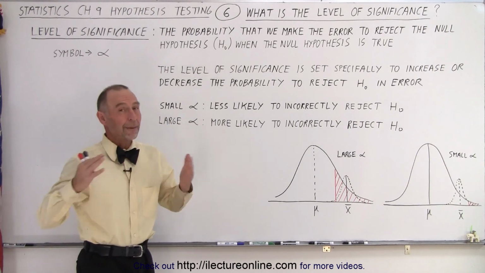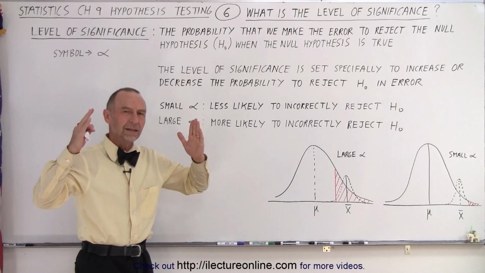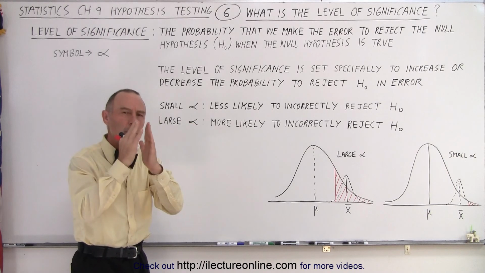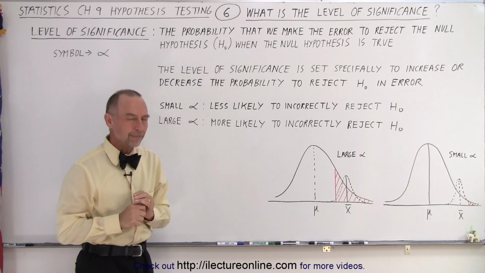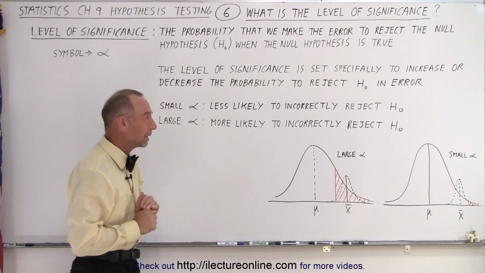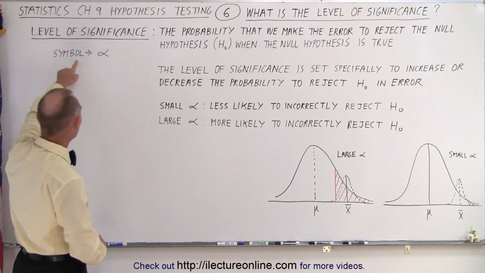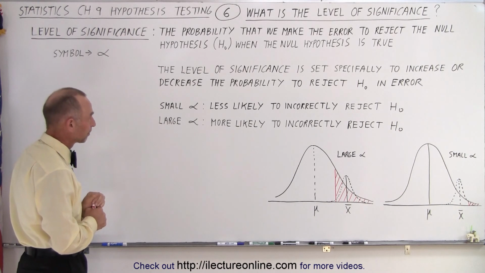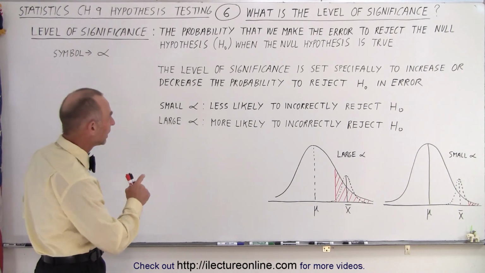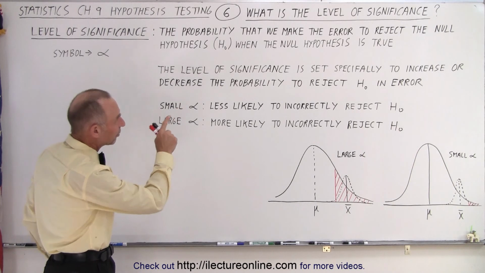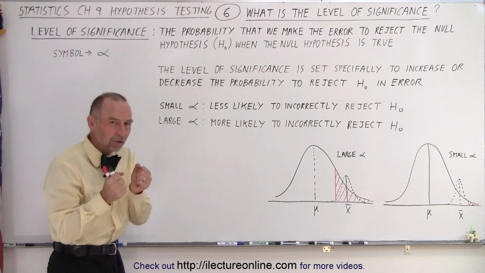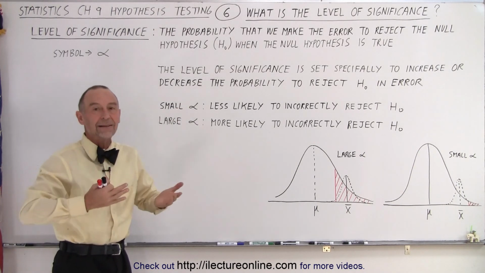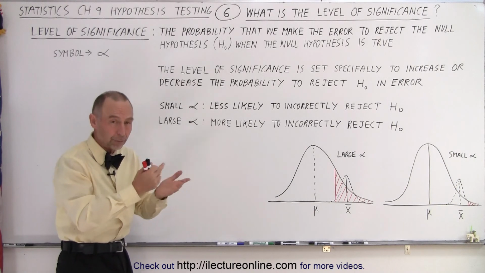Of course, we don't want to make that error, so we should make the level of significance a small quantity, a small probability. But that comes at an expense. I will explain that later. Also notice that the symbol we use for the level of significance is the Greek letter alpha. Now, notice here that the level of significance is set specifically. So it's a number that we set ahead of time for a specific experiment or problem.